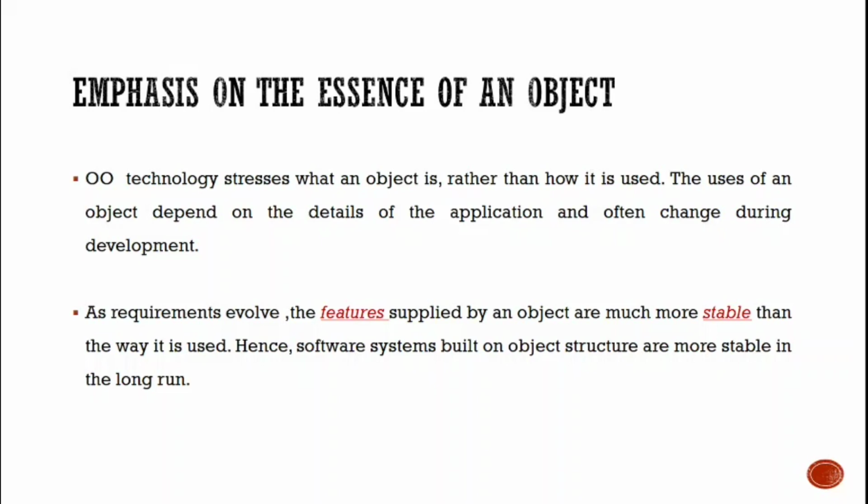Object-oriented technology stresses what an object is rather than how it is used. The use of an object depends on the application. As the requirements evolve, the features supplied by objects are much more stable than the way they are used. So these are the two points on the importance of an object.